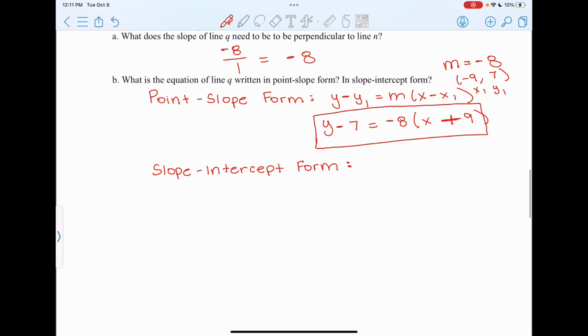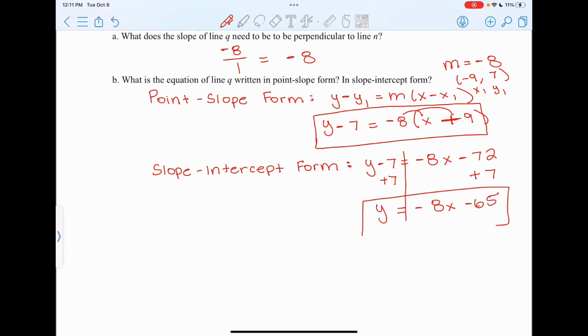Now to get slope-intercept form, I'm going to use my point slope form, and I'm going to distribute the -8. So I have y minus 7 equals -8x minus 72. And then to get y by itself, I just add 7. And I'm left with y equals -8x minus 65. And that is the same equation, but in slope-intercept form.